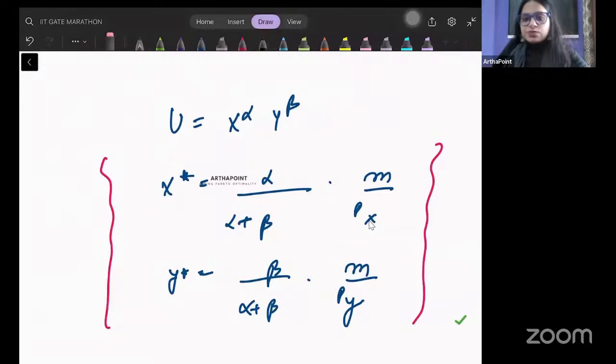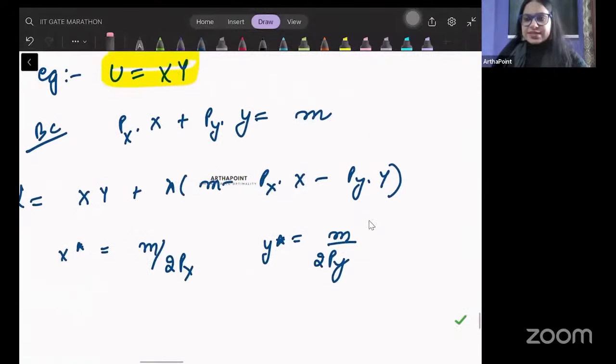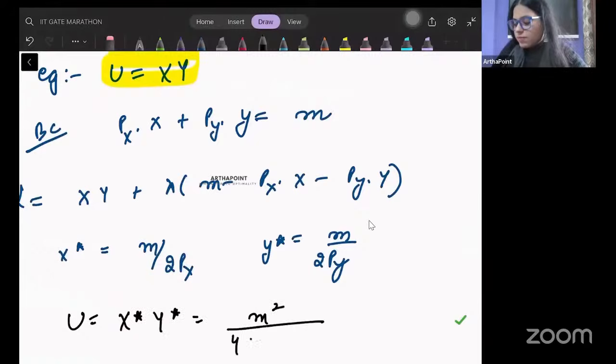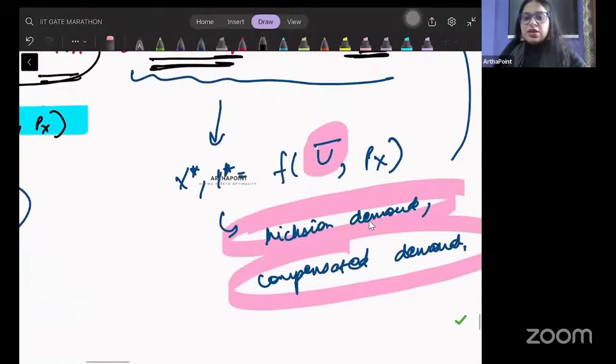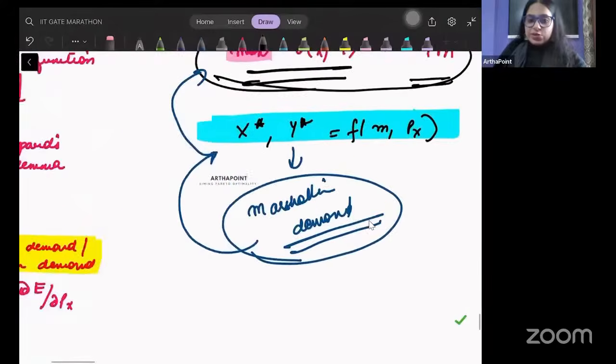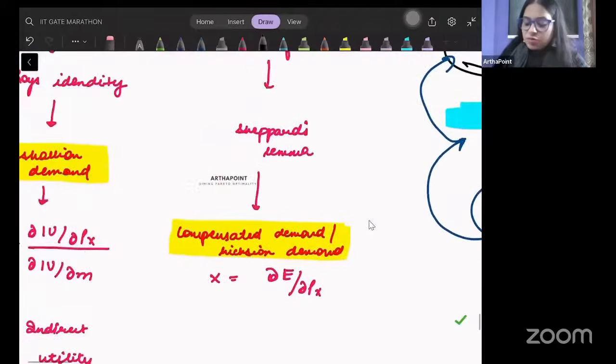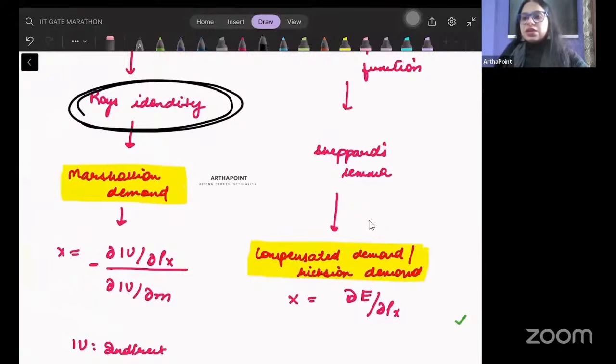No time for that. So you will get x and y as this. So your indirect utility will become x star into y star, and that can be written as m square by 4 px py. ये आपकी indirect utility हो गई है. अब हमें क्या करना है? I have got my indirect utility function. उस पे हम Roy's identity लगा सकते हैं.